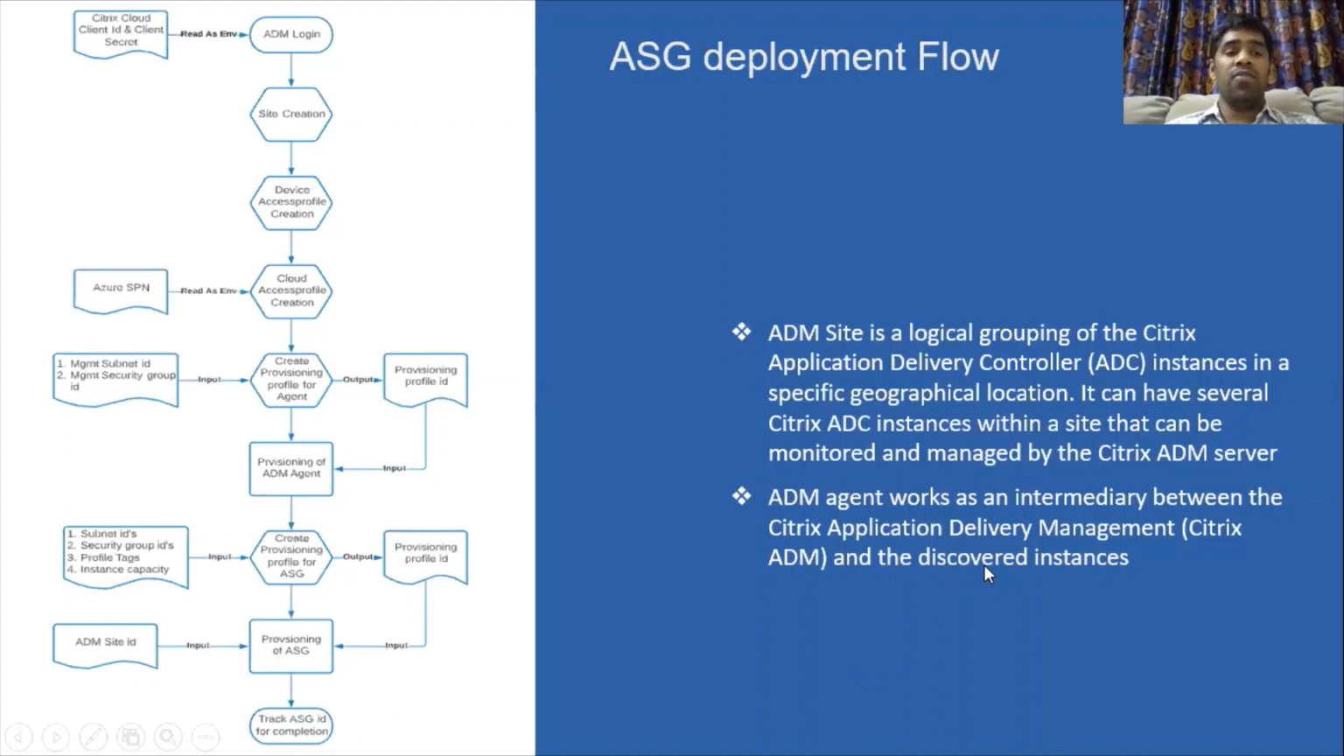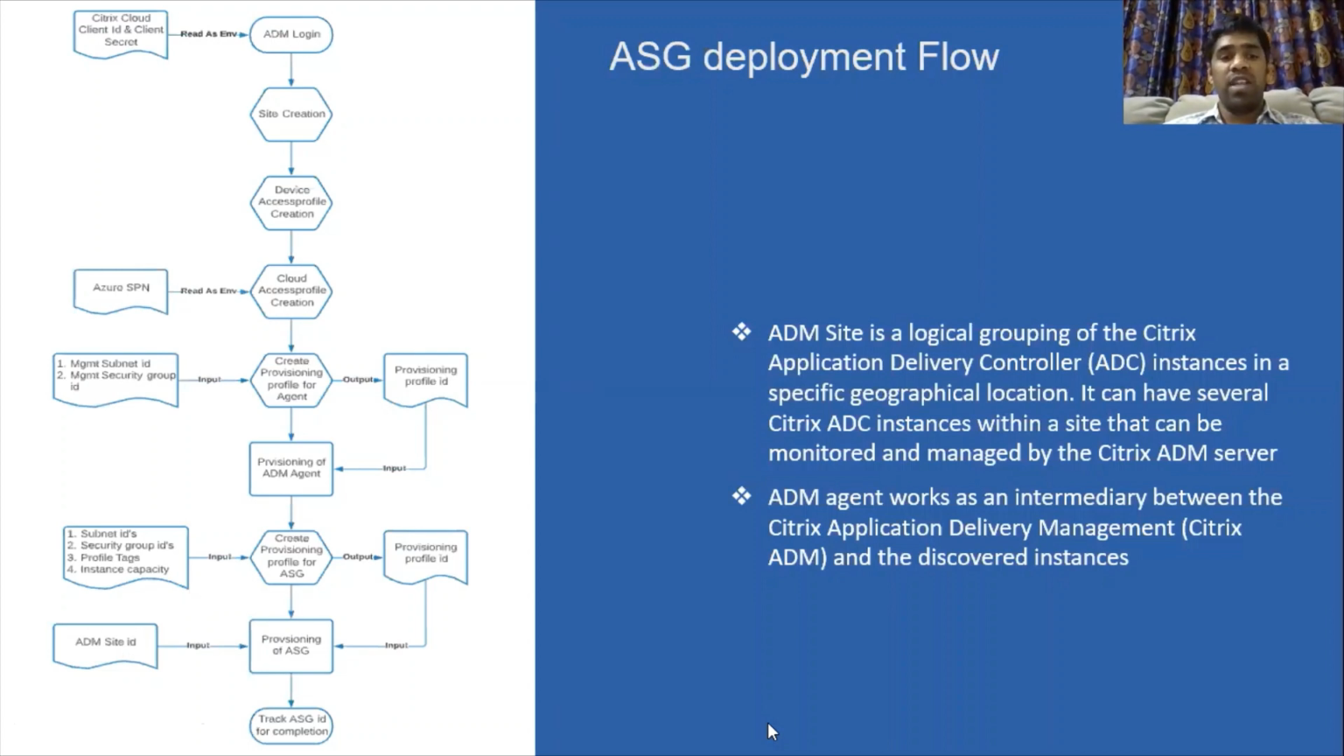And then there are a few profiles, as you can see on this flowchart, that we create before we actually provision the ASG: device access profile, cloud access profile, provisioning profile for agent, and provisioning profile for ASG. What is this device access profile? The device access profile is used by ADM to connect to the ADC instances. The cloud access profile is for ADM to get permission to deploy resources to Azure Cloud. The provisioning profile is specific to the agent as well as the ASG.